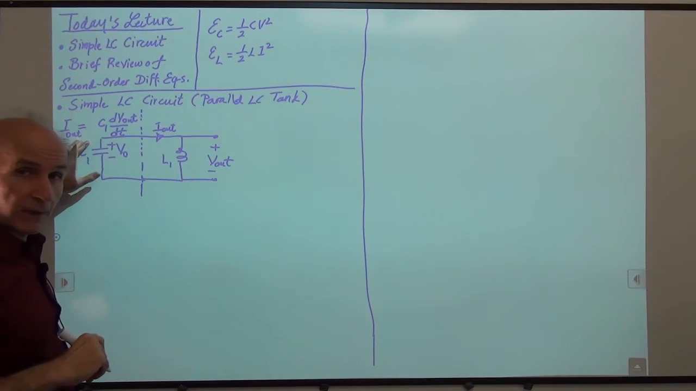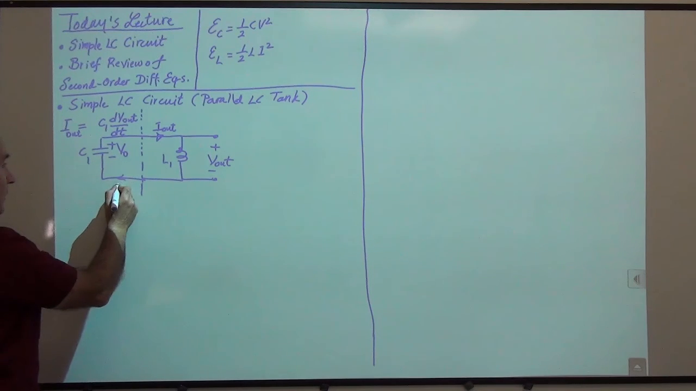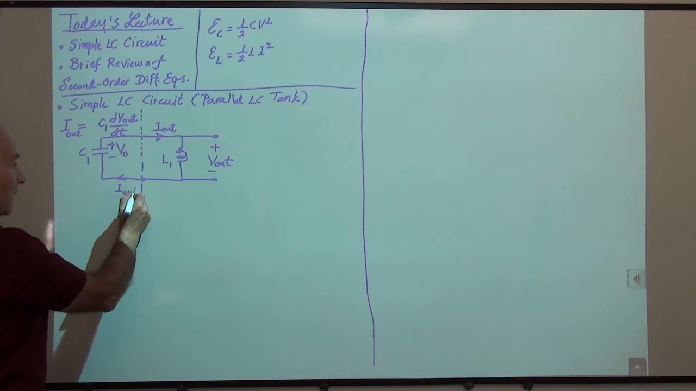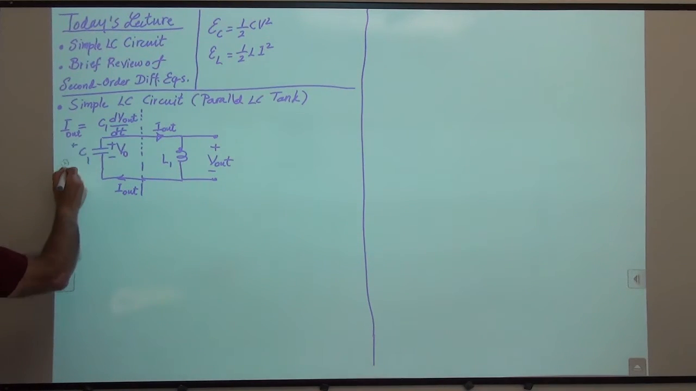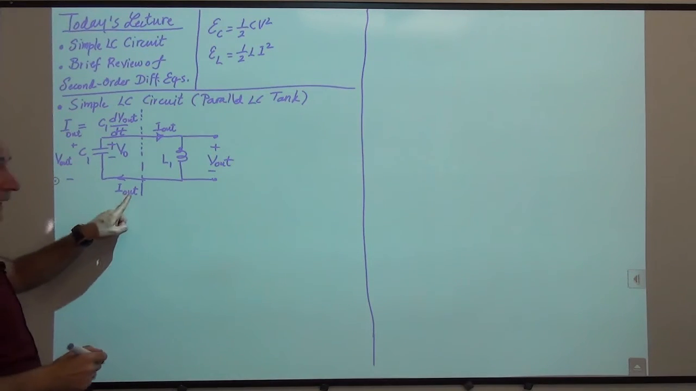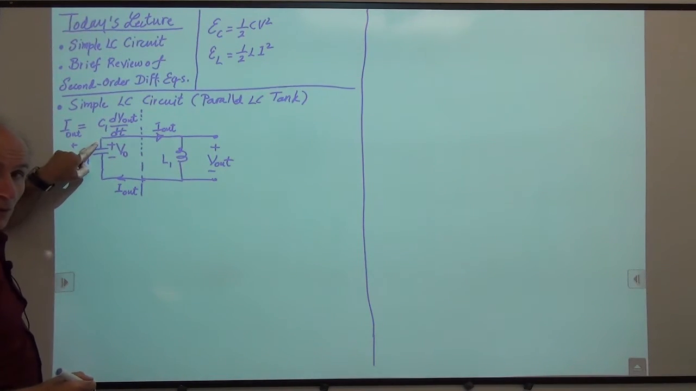But now what we notice is that I out is going this way, whereas V out, which is here, is also here. So I can say V out is like this. So you see that I out is entering the low potential, flowing from the low potential to the high potential. So that means that we have to have a negative sign here.